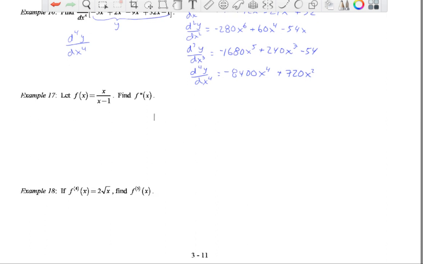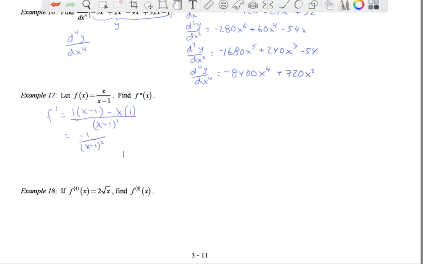So we're going to take the second derivative here of this function. So let's just go through, and we're going to have to apply the quotient rule. So we have f prime, derivative of the top is 1 times the bottom, x minus 1, minus the top times the derivative of the bottom, 1, all over the bottom squared. We simplify that and get negative 1 over x minus 1 squared.